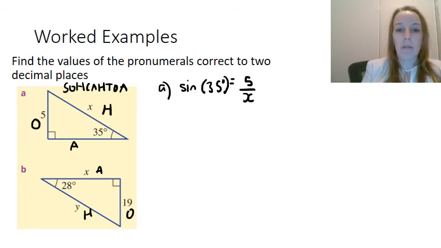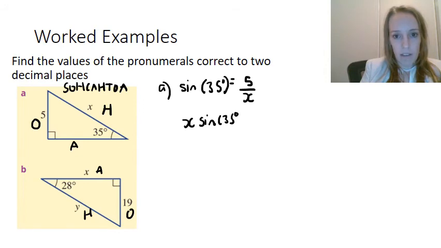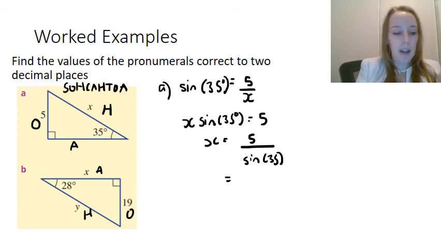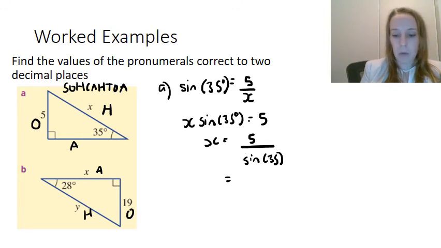So we're going to rearrange that. So x sine 35 equals 5. So x equals 5 divided by sine 35. So we can type that into our calculator. So 5 divided by sine 35, and that leaves us with an answer of 8.717, which we're going to round to 2 decimal places, which is 8.72.